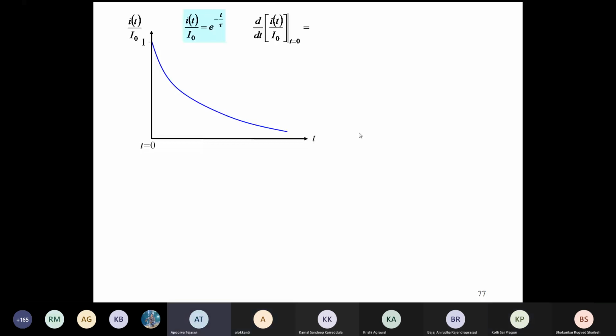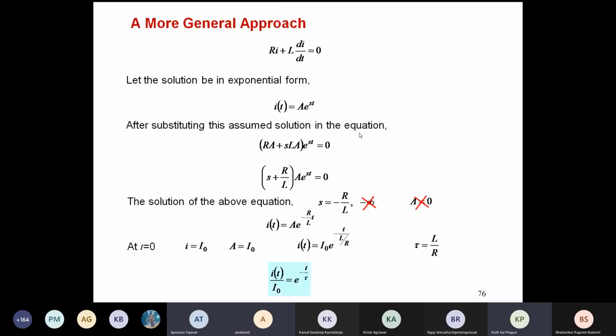Sir, one second. Can you please show the previous slide? The last line I just missed. Last two lines. Yes. Thank you, sir.